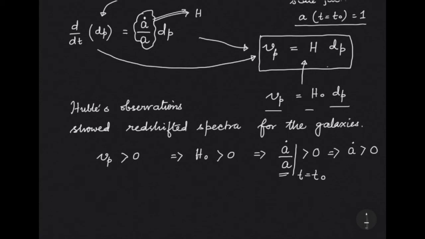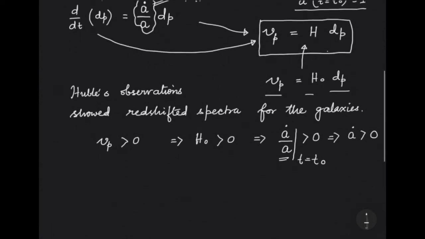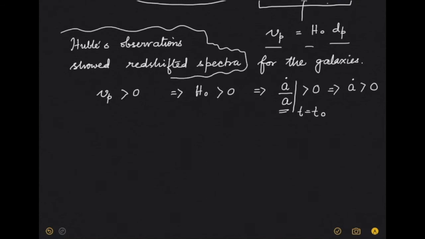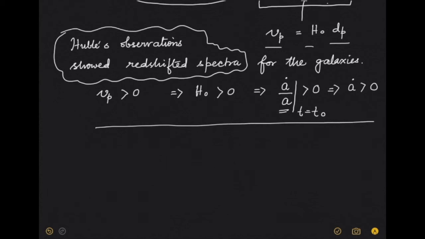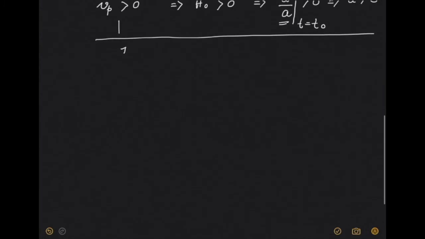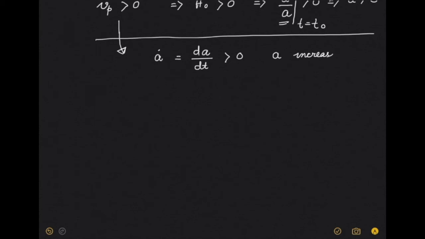So a dot is the rate of change of a. So Hubble's observation of redshifted spectra eventually, through all these things, essentially implies that a dot, which is nothing but dA by dt, is greater than 0, which means a increases. If a increases with time, what happens to dp?